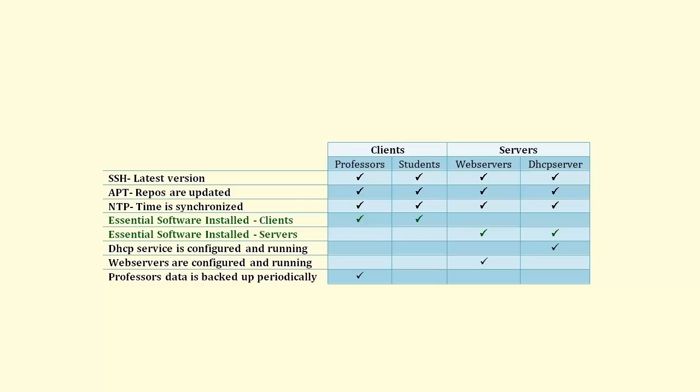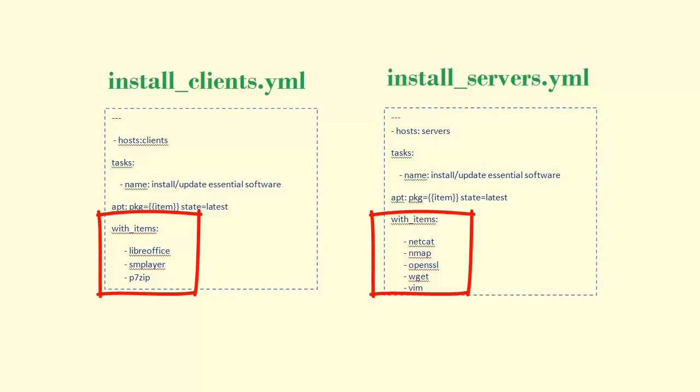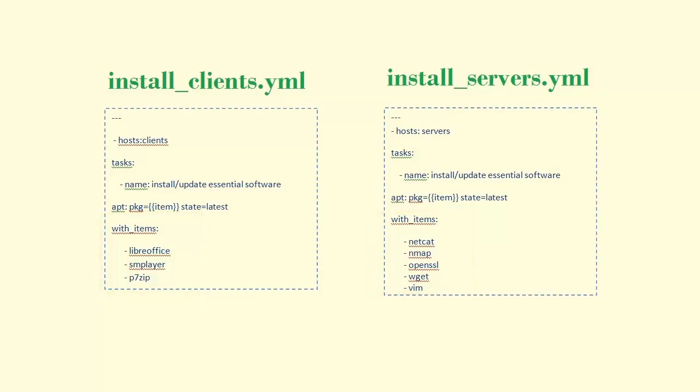We managed to install packages on the clients and servers almost the same way using the apt module. Since there is more than one package to be installed at once, we use the standard loop to install all the packages given in the list with item. Using the item variable, we could loop through all the listed packages.